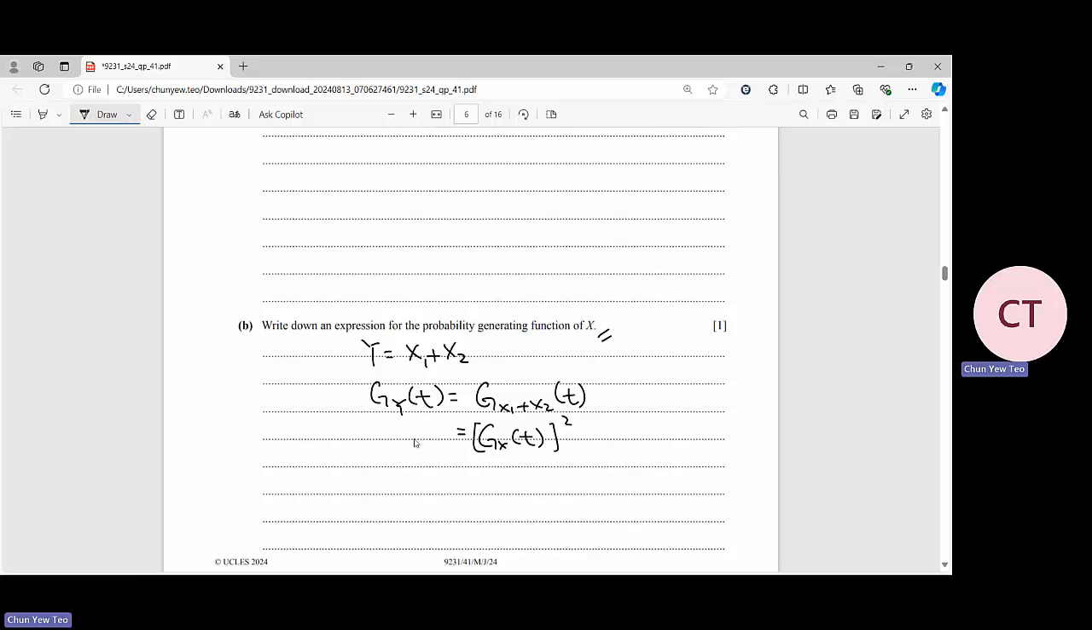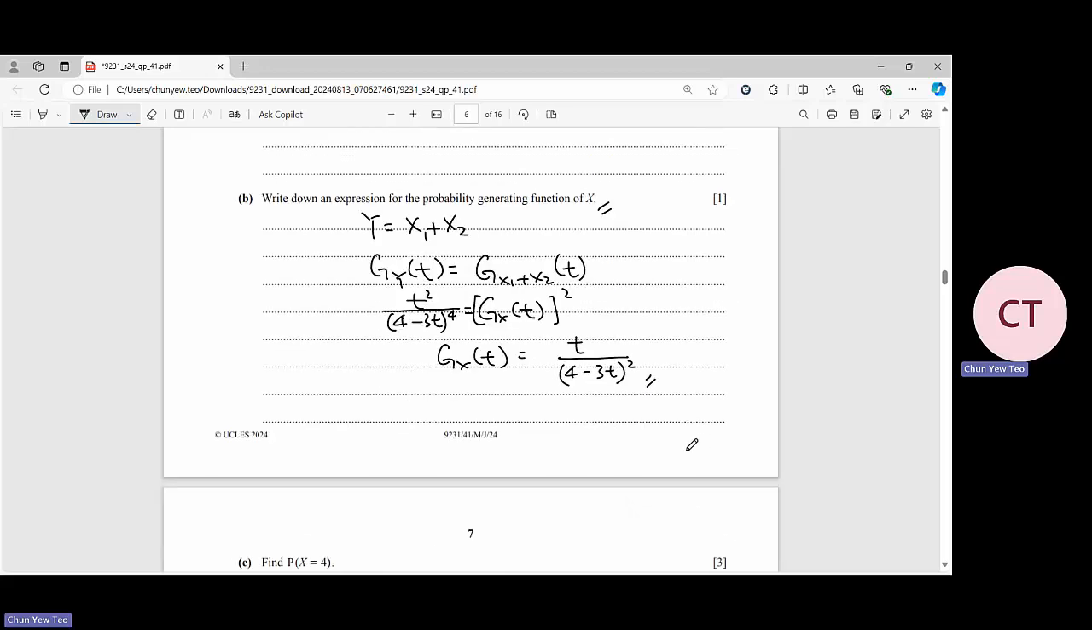Okay, but your GY is given as t squared over (4 minus 3t) to the power 4. So what you need to do is bring the square to the other side, square root it, then your GX is actually the square root of everything. Then you get this. Okay, we will take the positive value. We take the positive function. So this is the answer for part B.